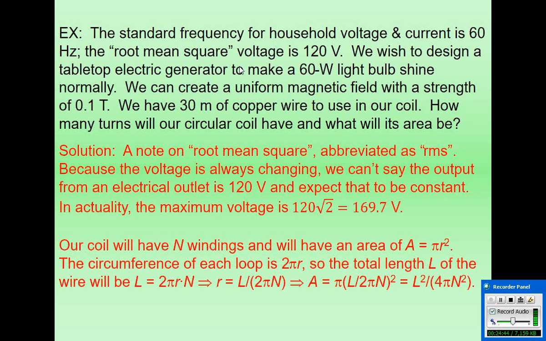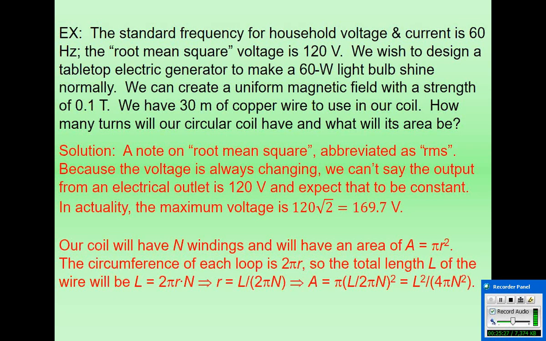We want a total number of windings. Let's call that total number N. We don't know what it is yet. We do know that they'll be wrapped in a circle with radius r, so the area of the coil goes as pi r squared. Now, I know the total length of wire. So if I have N loops, then N times the circumference of a loop must equal the total length of wire. So the total length of wire, L, is equal to 2 pi r times N, because 2 pi r is the expression for the circumference.